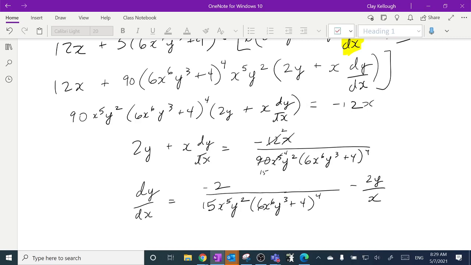There. So negative 2 over 15, x to the 5, y to the 2, 6x to the 6, y to the 3, plus 4 to the 4. Yep, that's exactly the way they have it. So there we go. Question?